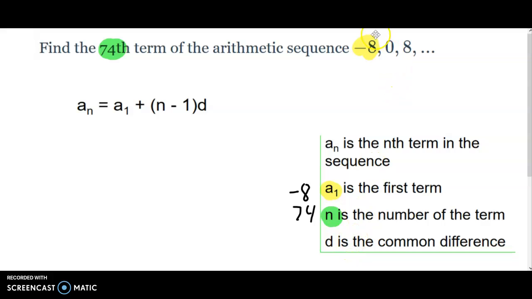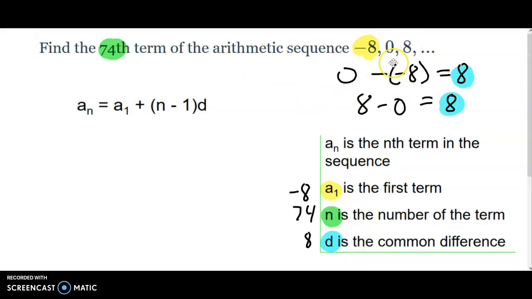And in this, all you got to do is see what it's going up by. And you could do that by subtracting. Subtracting the second term, 0 minus negative 8, you get 8. And then subtract 8 minus 0, and you get 8, just to make sure it's correct there. So we got the common difference. And now all you got to do is plug it right into the formula here.